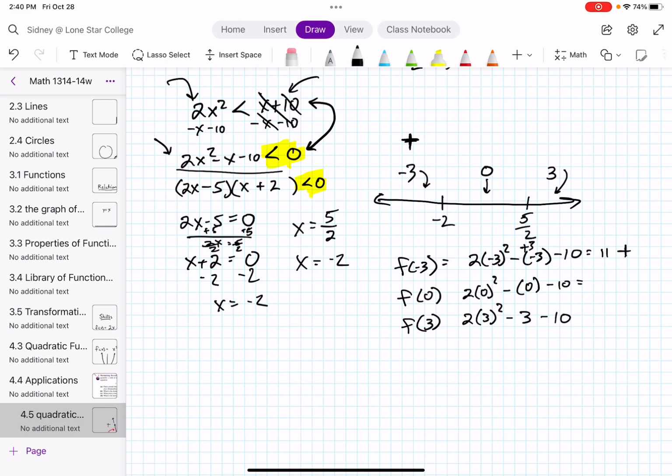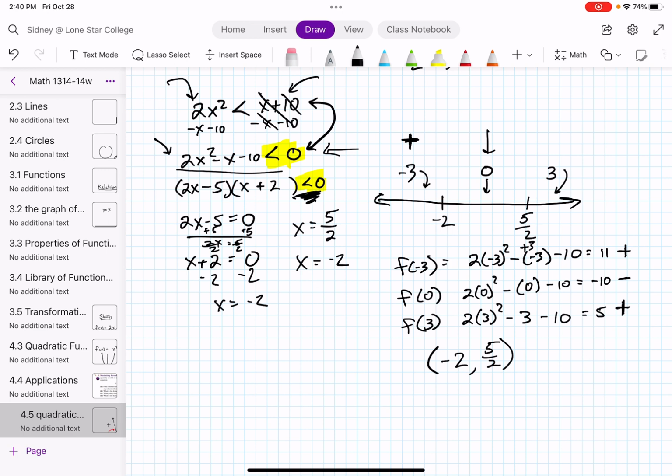All right, 0. 0 minus 10 is negative 10. That is a negative value. And for 3, 3 squared is 9, 2 times 9 is 18. Minus 3 minus 10 is 5. But that is positive. So I know that this asks for negative values, and the values that are negative are going to be in this middle range right here. I started doing brackets, but I have to pay attention to the fact that this is open right here. This is open. So it's going to be parentheses negative 2 all the way to 5/2.